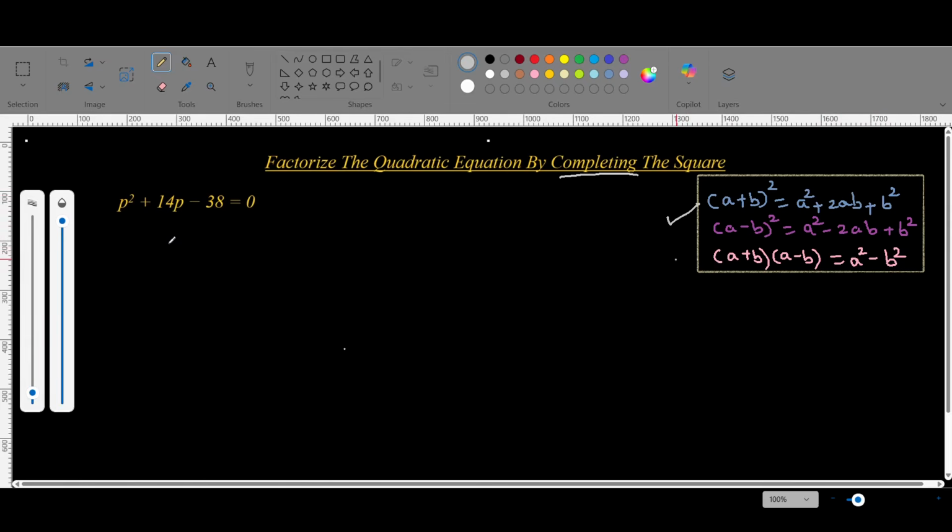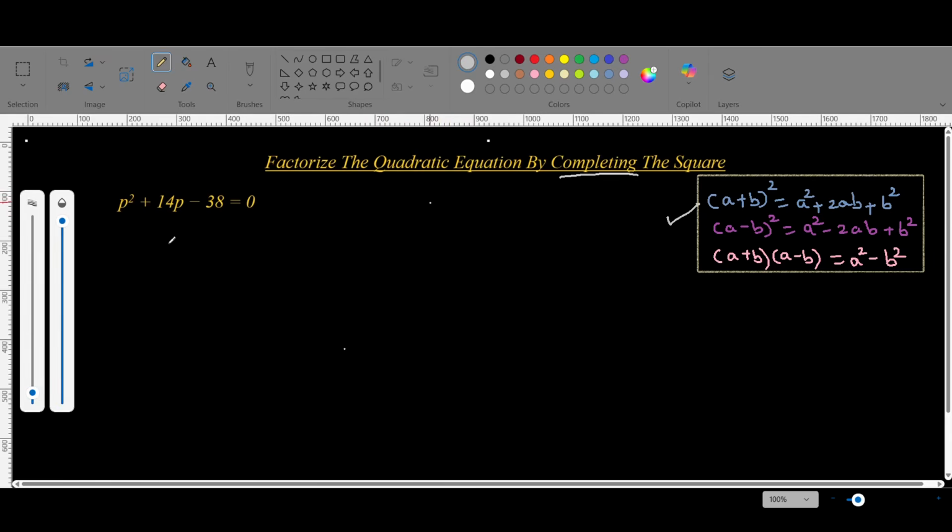Understanding, learning, and memorizing these identities is very much necessary so that they can be applied in factorizing the quadratic by the completing the square method. If we don't know these identities, then factorizing by the completing the square method cannot be achieved.